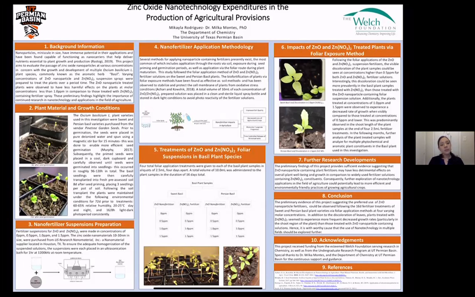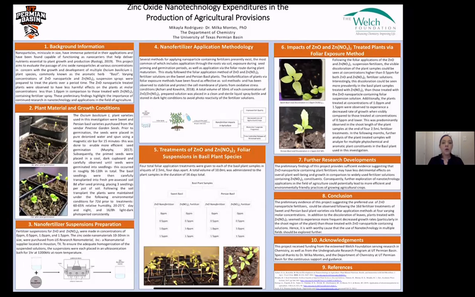During this time, fertilizer suspensions were prepared at various concentrations for both the zinc oxide nanoparticle solution and the zinc nitrate solution. For each type of fertilizer, suspensions at 0, 0.5, 1.0, and 1.5 ppm were prepared. To ensure adequate homogenization of the suspensions, they were placed in an ultrasonication bath for 1 hour at a frequency of 1200 kilohertz at room temperature.